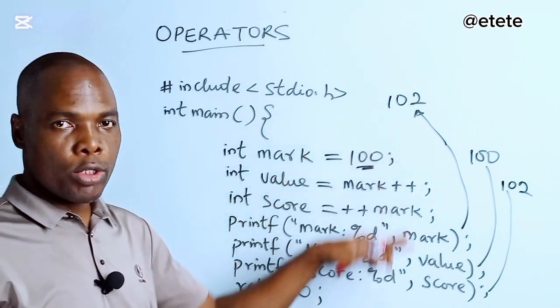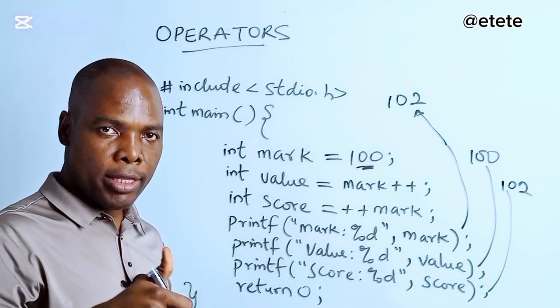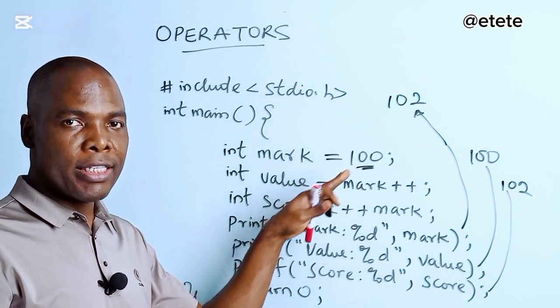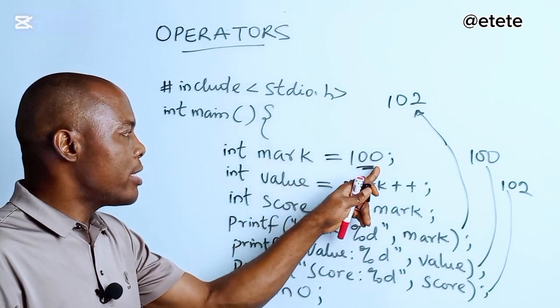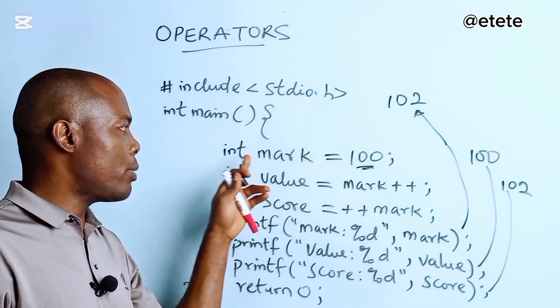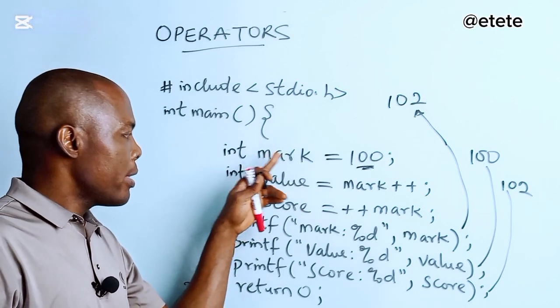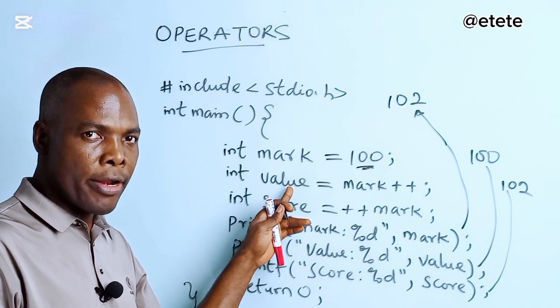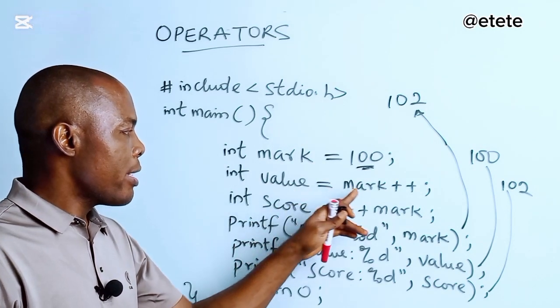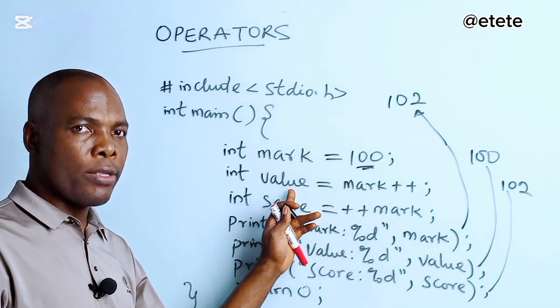If this is what you got as your own answer, then you are correct. But if you didn't get this, then you are wrong. Let me explain again. You are assigning this 100 to mark, which is a variable in the integer realm. Then you have another variable called value that you also created in the integer realm. And you are saying that mark should be assigned to this value.